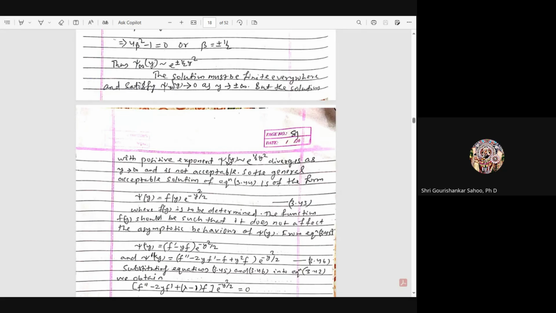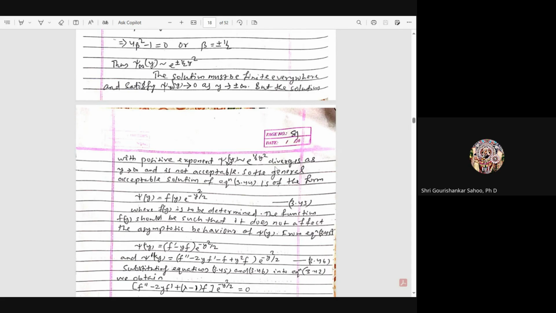But the solution with positive exponent, psi infinite nearly equal to e to the power half y square, diverges as y tends to infinity, and it is not acceptable. So the general acceptable solution is of the form psi is equal to f multiplied by e to the power minus y square by 2, where f is to be determined. The function f should be such that it does not affect the asymptotic behavior of psi.